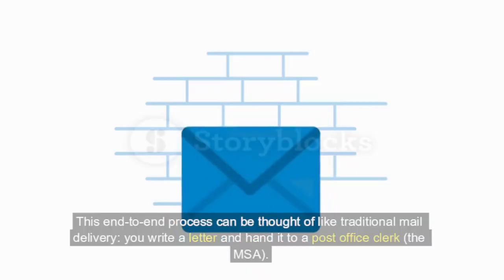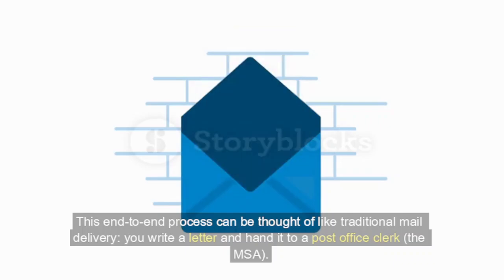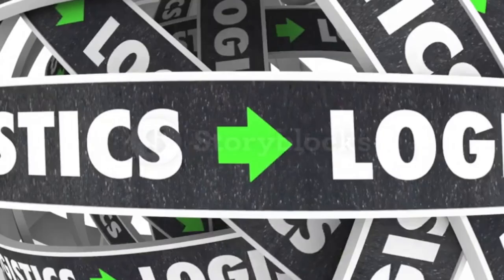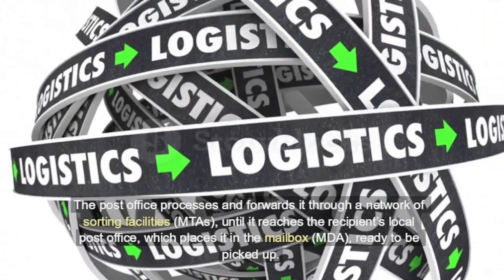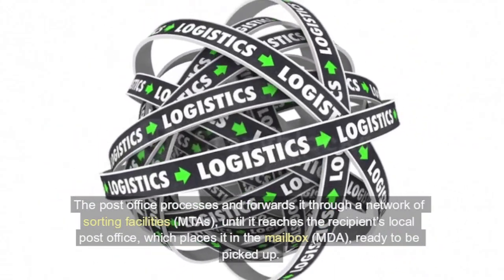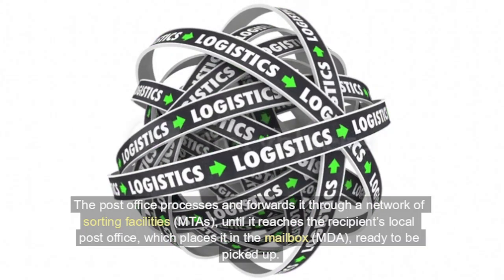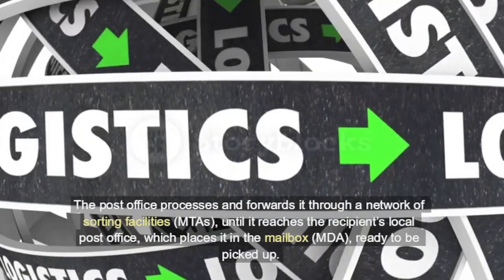This end-to-end process can be thought of like traditional mail delivery. You write a letter and hand it to a post office clerk, the MSA. The post office processes and forwards it through a network of sorting facilities, MTAs, until it reaches the recipient's local post office, which places it in the mailbox, MDA, ready to be picked up.